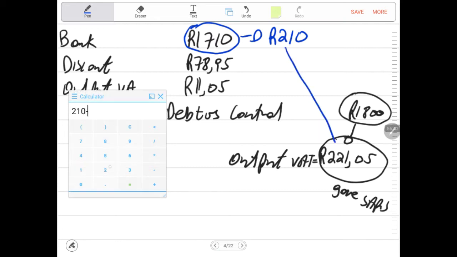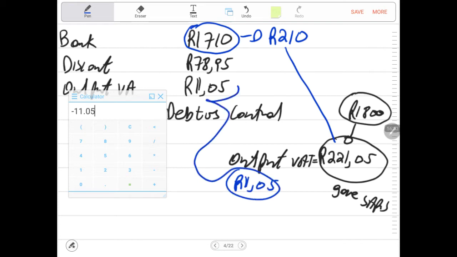So now how much is that difference? 210 minus 221.05. That difference is 11 Rand 5 cents. The same 11 Rand 5 cents that I calculated from that 90 Rand. So now either way you calculate, it does not matter.